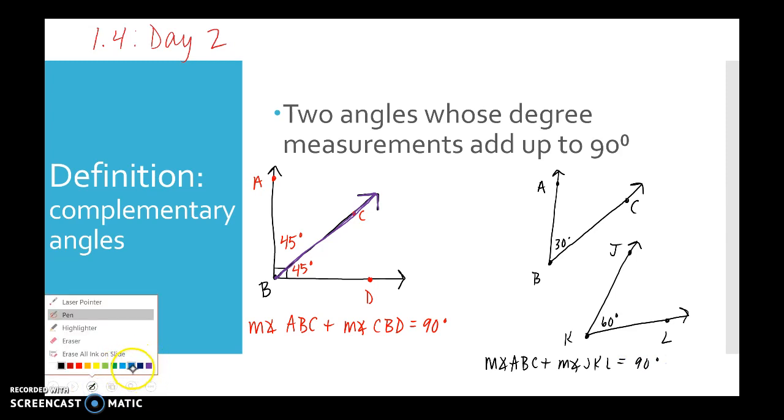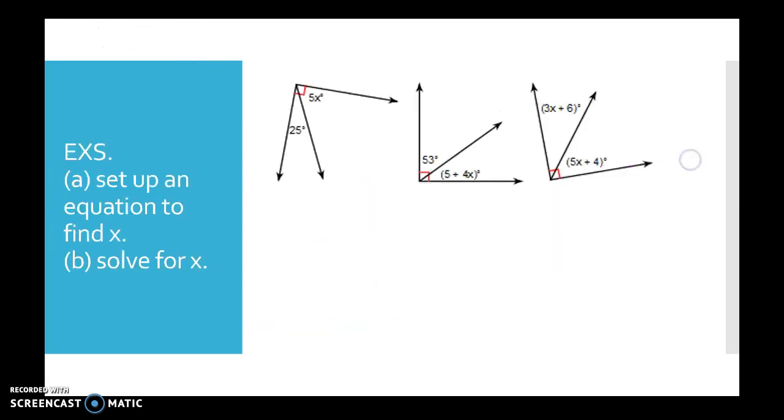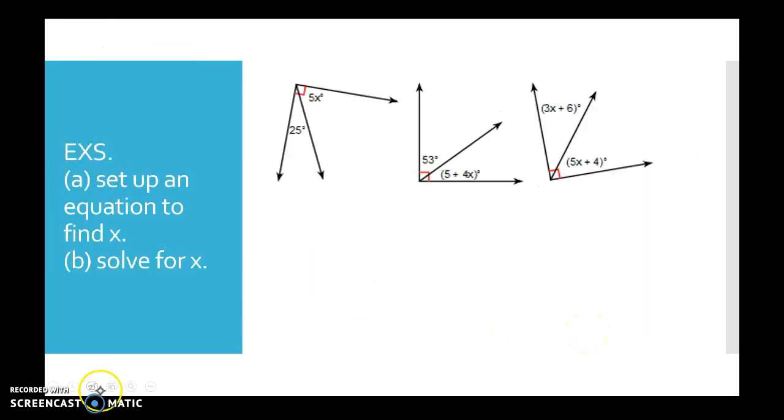Okay, so make sure you have that in your notes. These are adjacent angles, they share a common side, but these being non-adjacent, they can still be complementary. Okay, so let's look at a couple examples. Part A, set up an equation to find x and then solve for x. We're going to set up each equation together, and part B is going to be for homework. Solve each of these equations for x.